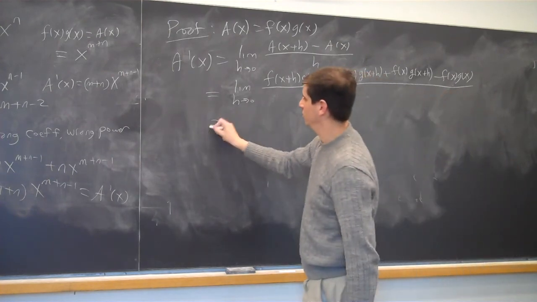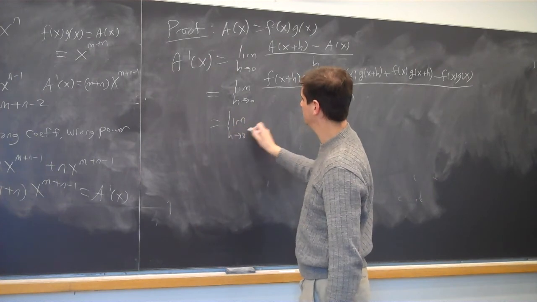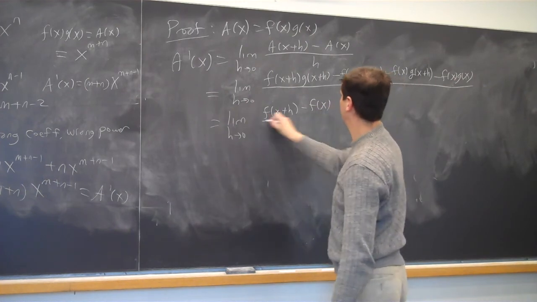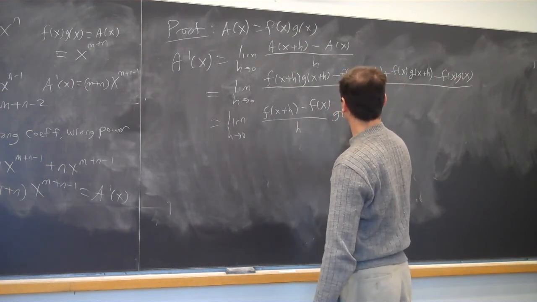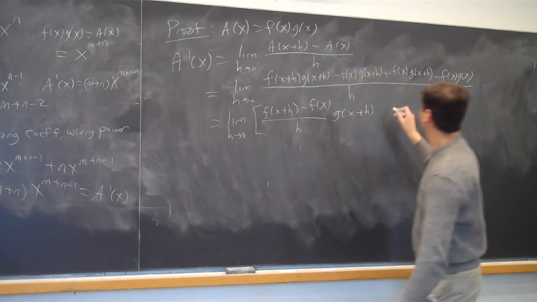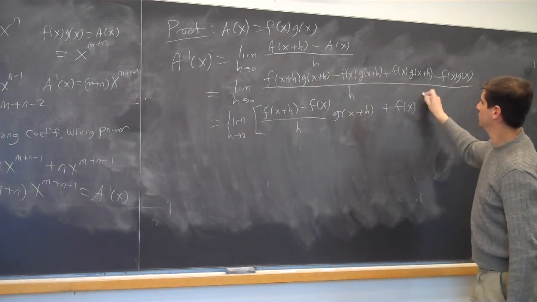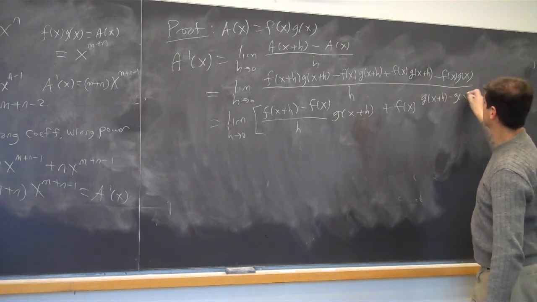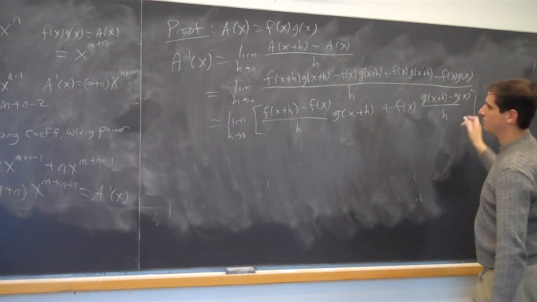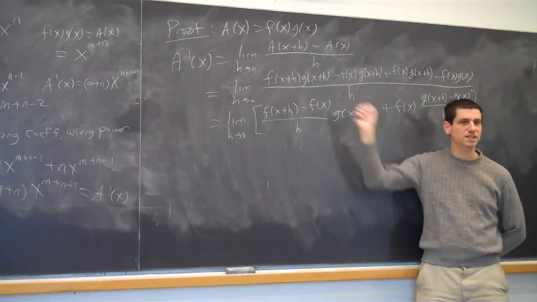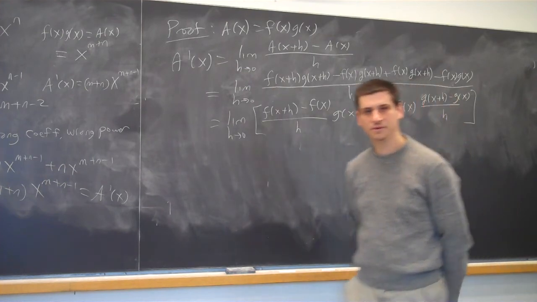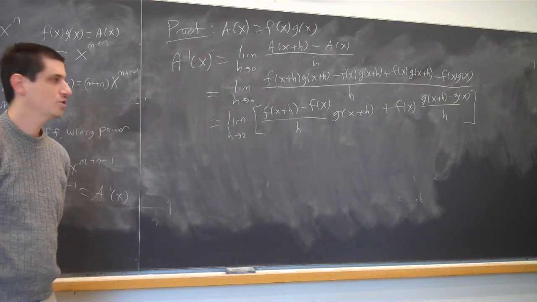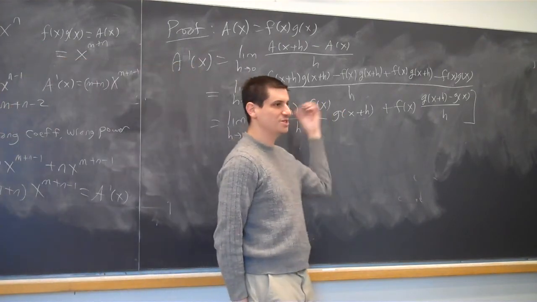So now, let's regroup. So this is the limit, as h goes to 0, of f of x plus h minus f of x over h times g of x plus h, plus f of x and then g of x plus h minus g of x all over h. I have a limit of a sum. What's the limit of a sum? Excellent. I now have the limit of a product. What's the limit of a product?